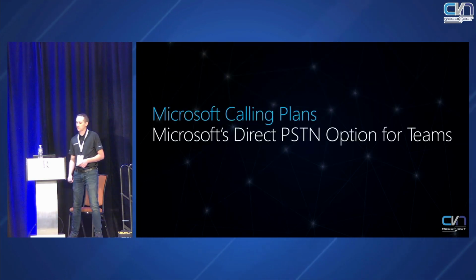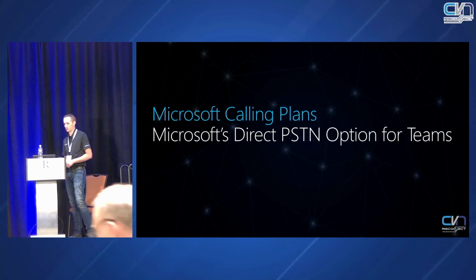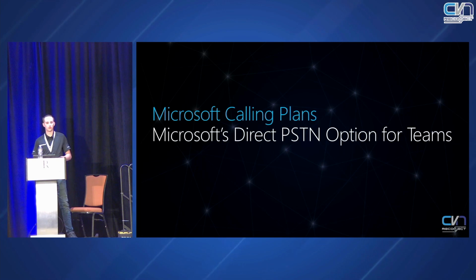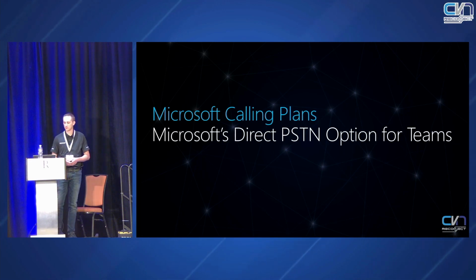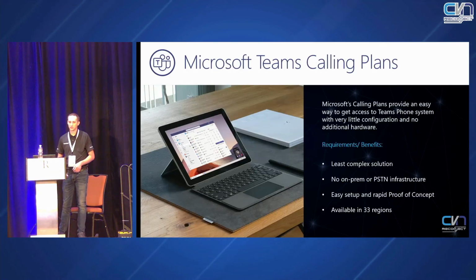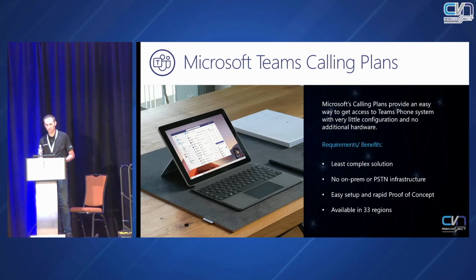So calling plans, this is Microsoft's direct PSTN option, their own phone service offering for Teams. It allows you to get everything, all your Microsoft 365 services, as well as your phone services, all from a single provider on a single bill. It's the least complex solution. It doesn't require any SBCs or any of your own infrastructure. It's super easy to set up. It's great for a quick proof of concept to try out the Teams phone system capabilities. It is available in 33 regions.